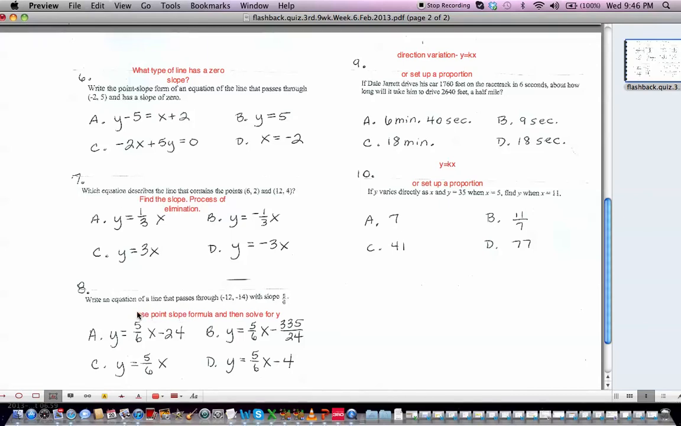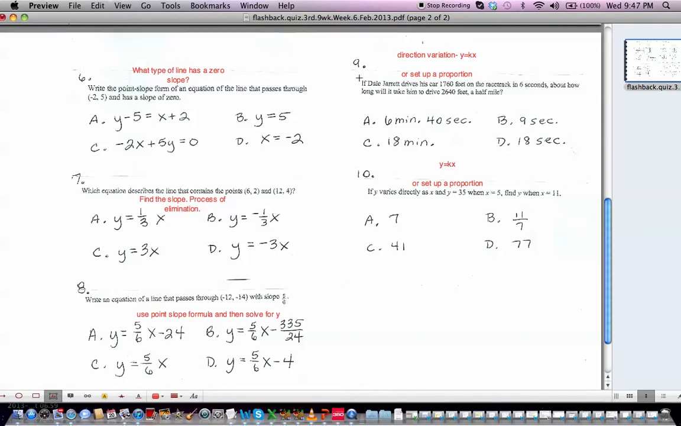Number 8, write an equation of a line that passes through negative 12, negative 14 with a slope of 5/6. Once again, use the point slope formula and then solve for y. I'm giving you that point slope formula. You should have it on your ACCT Quality Core reference cheat sheet. But if you don't, Ms. Holder will give you one, okay?